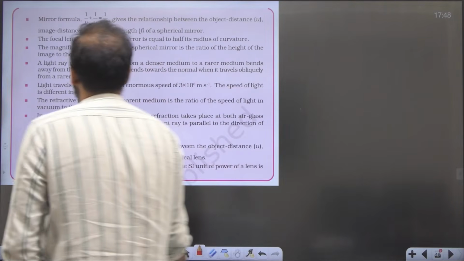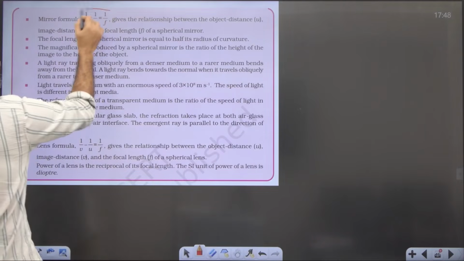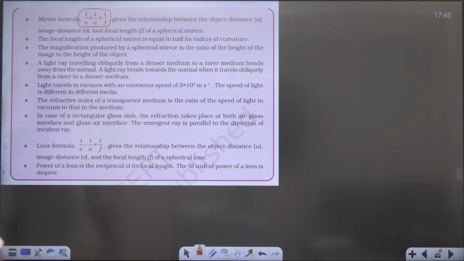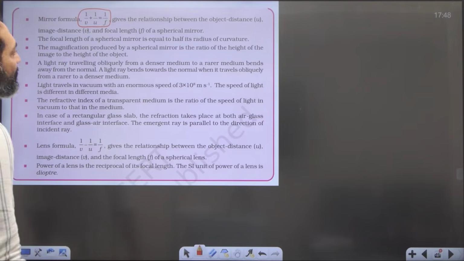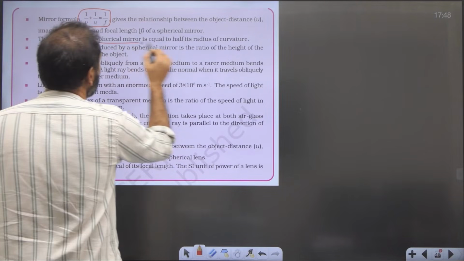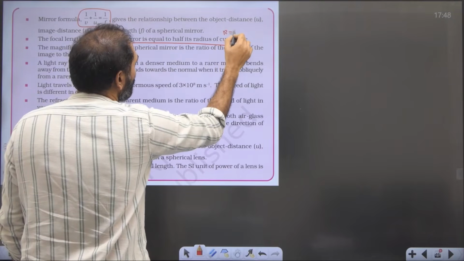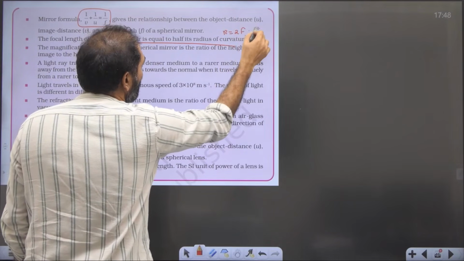Then mirror formula, what is that? 1 by u plus 1 by v is equal to 1 by f. It is the relation between the object distance u, image distance v, and focal length f of a spherical mirror. The focal length of a spherical mirror is equal to half of its radius. We know that R equal to 2f. So f equal to what? R by 2.